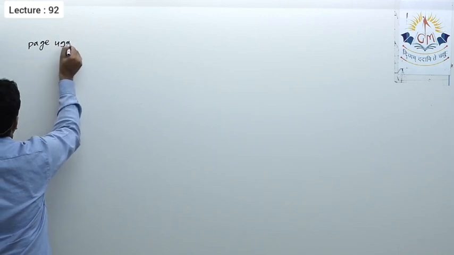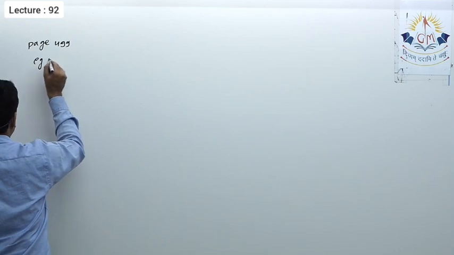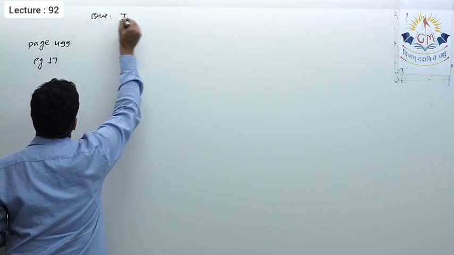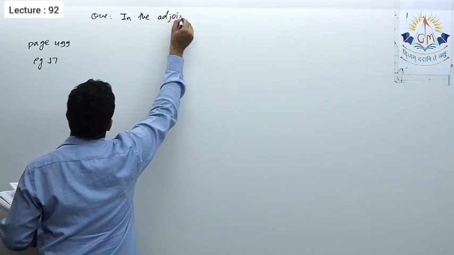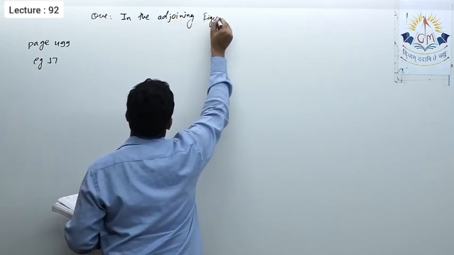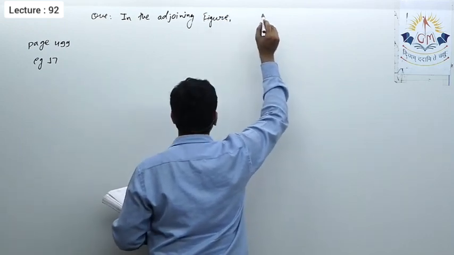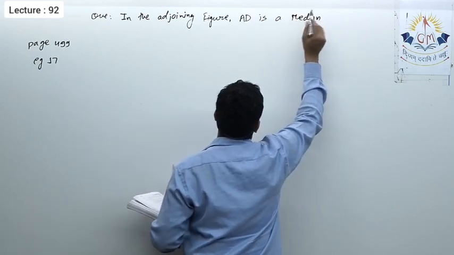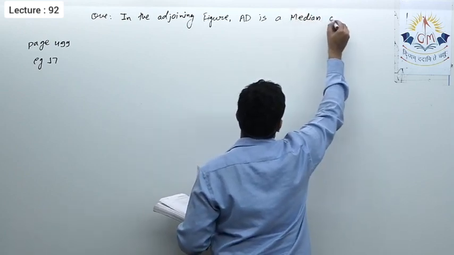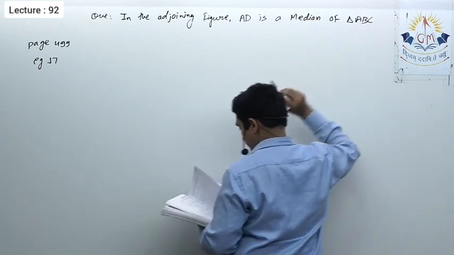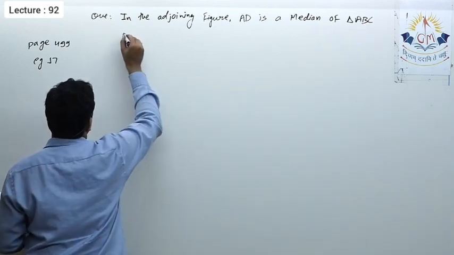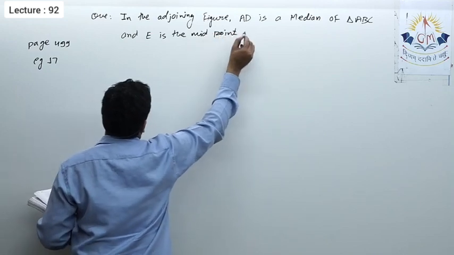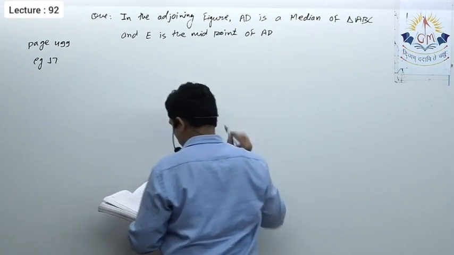499, example 17th. Okay, in the adjoining figure, question is, in the adjoining figure, AD is a median of triangle ABC, and E is the midpoint of AD.